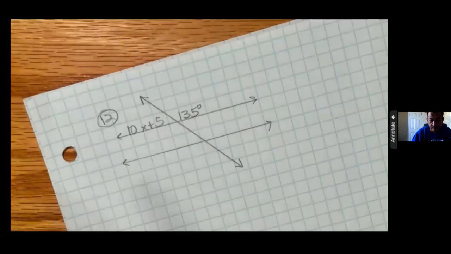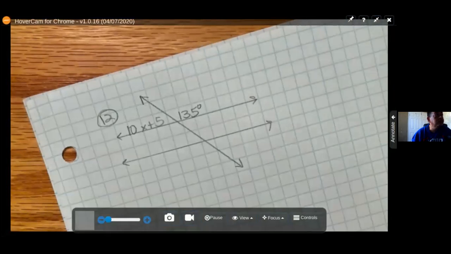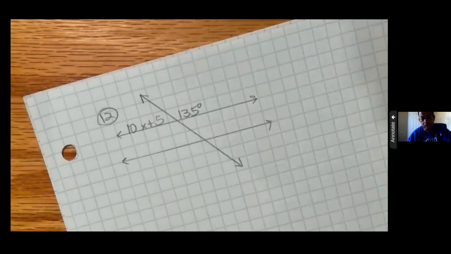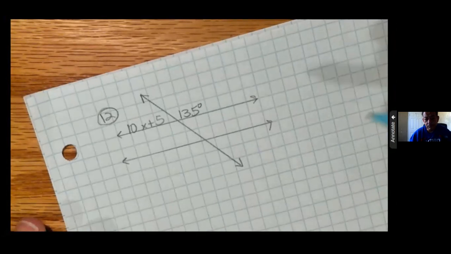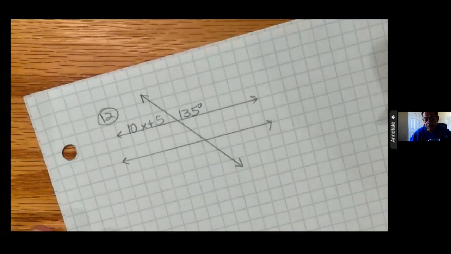And you have to put it in the chat or say it out loud because I can't. You have to say it in the chat to everybody because I can only see my one chat. I can't see the other. So what kind of angles are these? Are these congruent or supplementary? Anybody? They are supplementary. Very good.